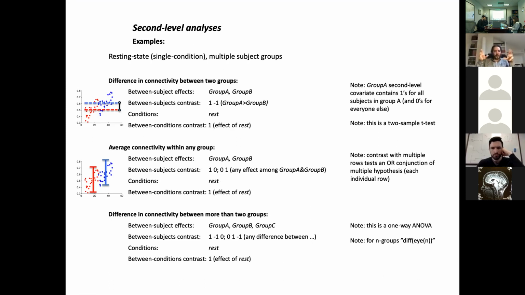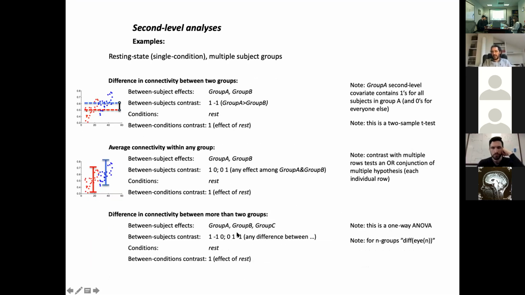So you could potentially do pairwise differences between the three groups and do three contrast vectors, like a 1, -1, 0, a 0, 1, -1, and a 1, 0, -1. And then you just concatenate those three contrasts one below the other, and you would be asking the question of whether group A is different from group B. That's the first contrast.